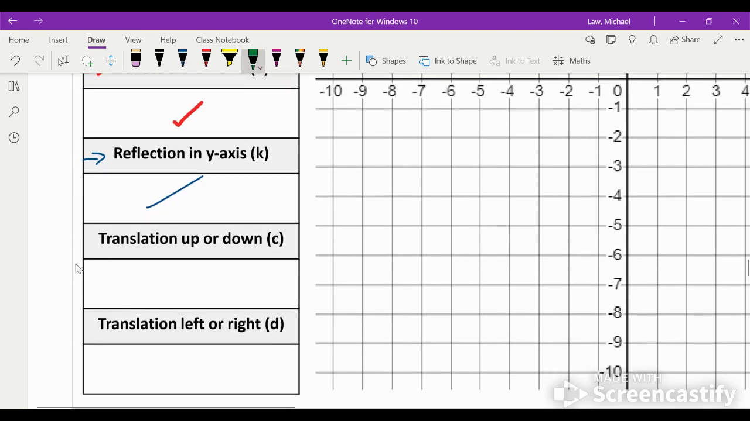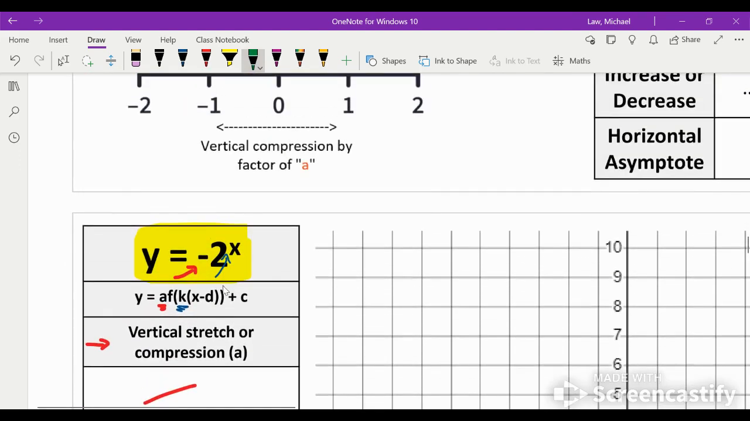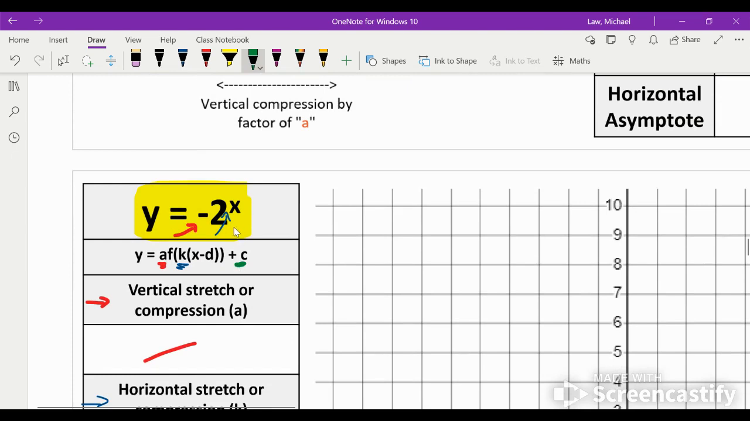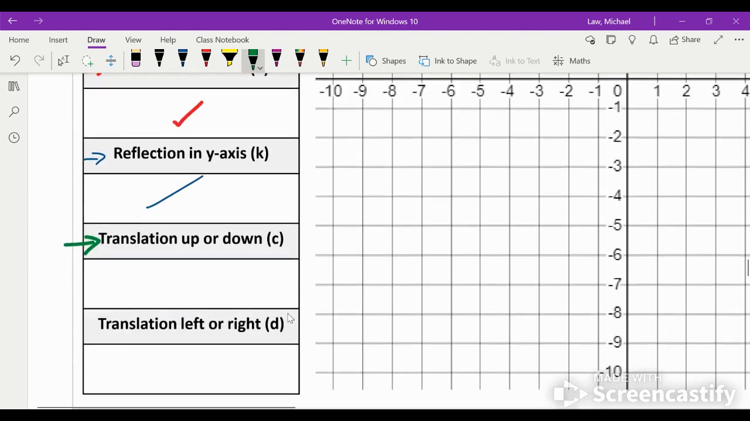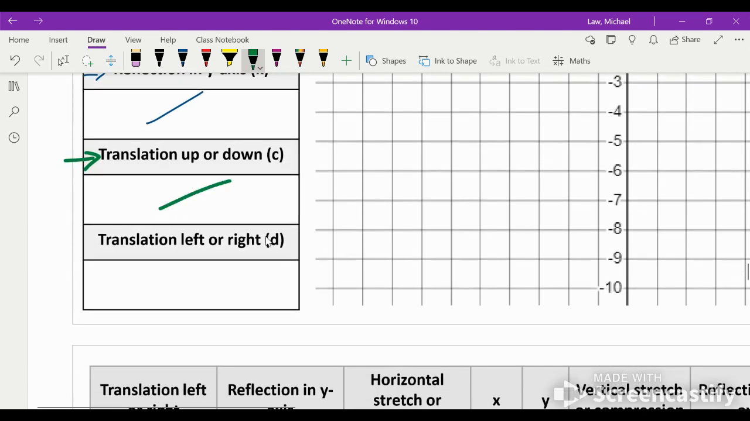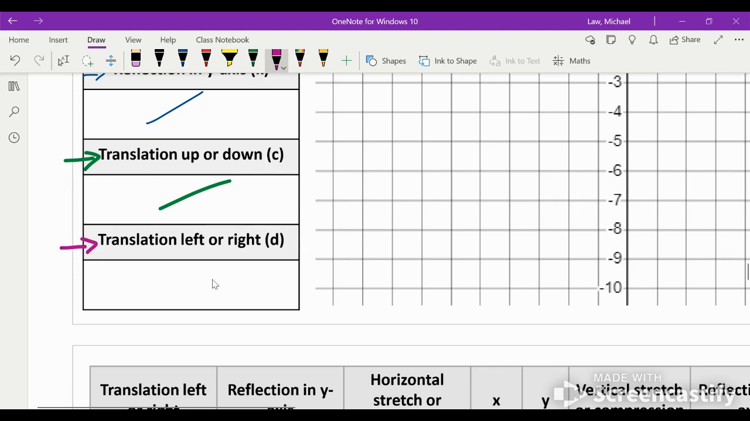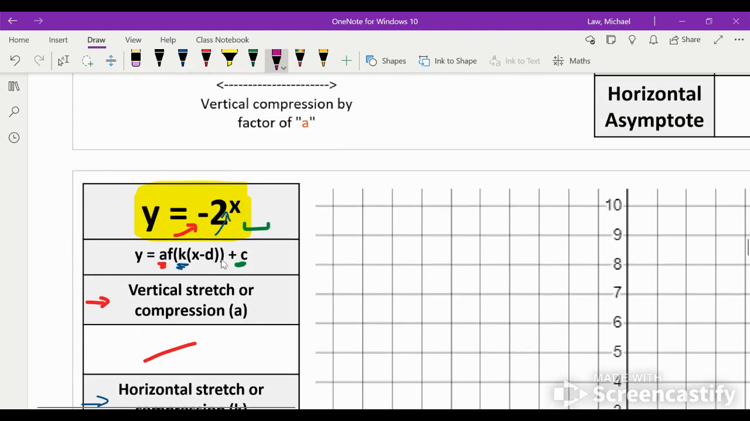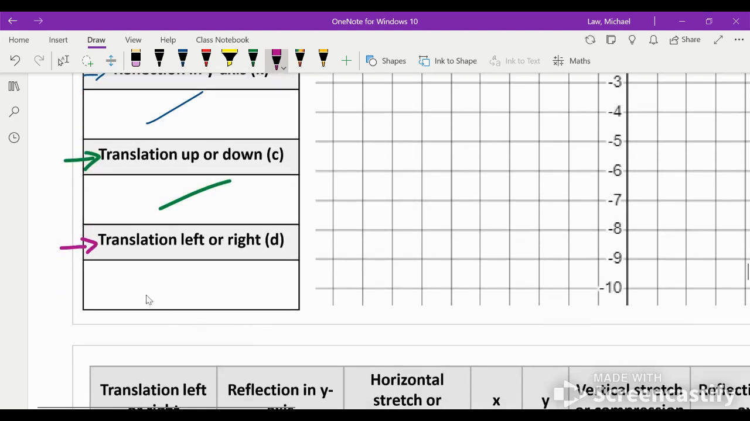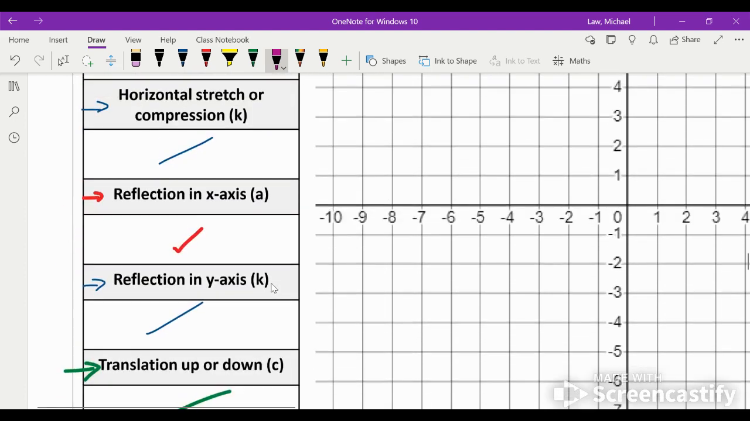Next up, we want to see if there's a translation up or down. This corresponds to the c value. The c value is right over here, and this is usually positioned right here. And since there is no c value, that means there is no translation upwards or downwards. And last but not least, we want to see if there's a translation left or right, and this corresponds to the d value. The d value is located directly beside the variable of x, and since there is no d value, that means there is no translation left or right.